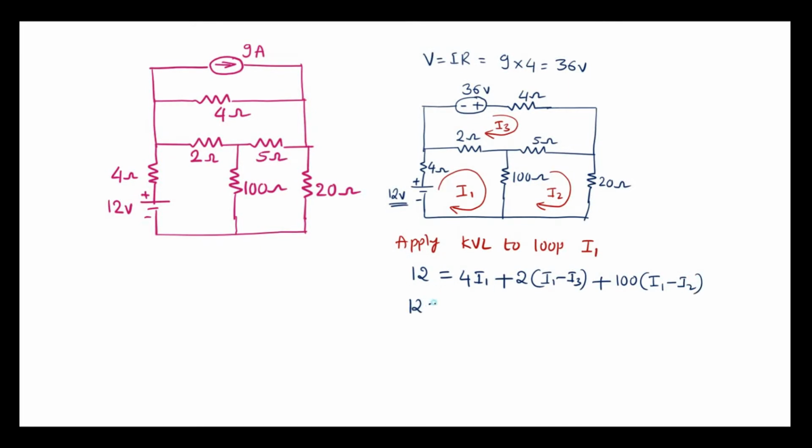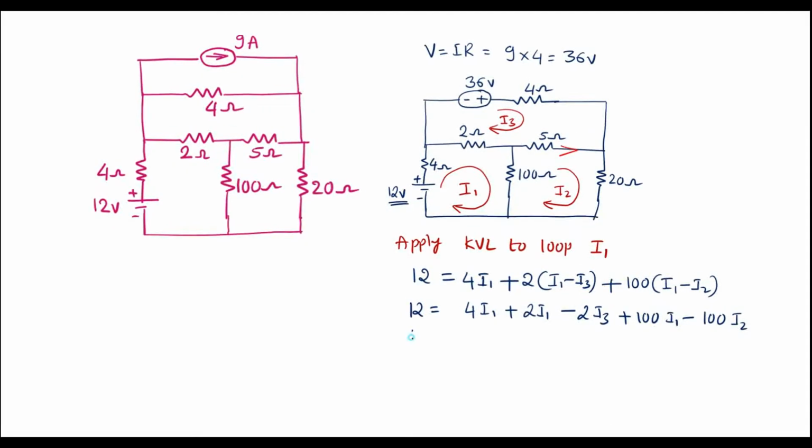Let me simplify. 12 is equal to 4 I1 plus 2 I1 minus 2 I3 plus 100 I1 minus 100 I2. Or I can simplify this as 12 is equal to 4 plus 2 plus 100, that is 106 I1, minus 100 I2, minus 2 I3. Let me call it equation 1.